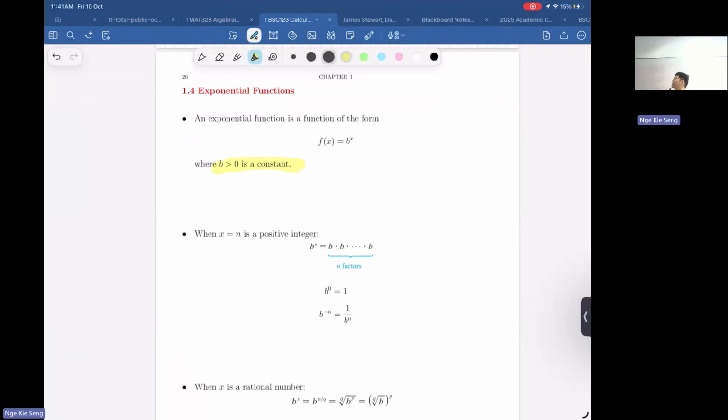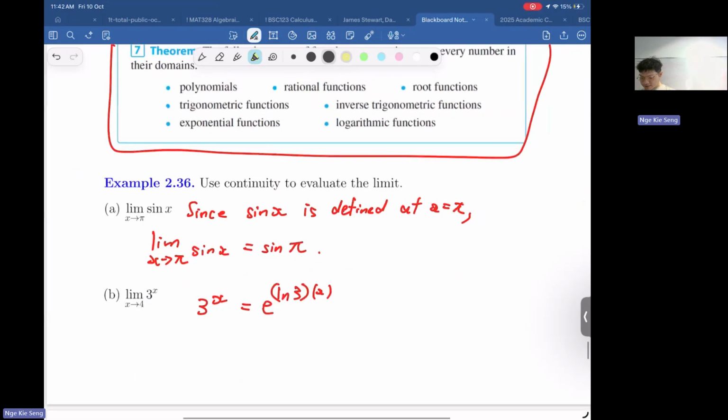Okay, so for this x, you could take values like one half. What does b to the one half mean? It's a square root. And a square root cannot take a negative value. So that's why this b cannot be negative. It's always positive. Okay, so in this case we are good. We know that it is continuous at any place where it is defined.